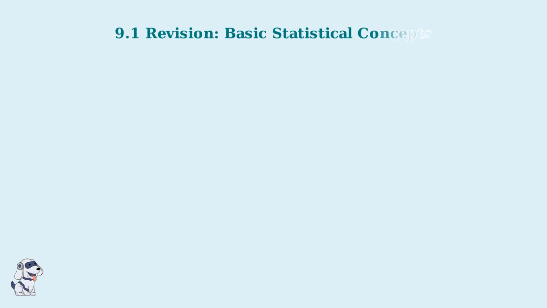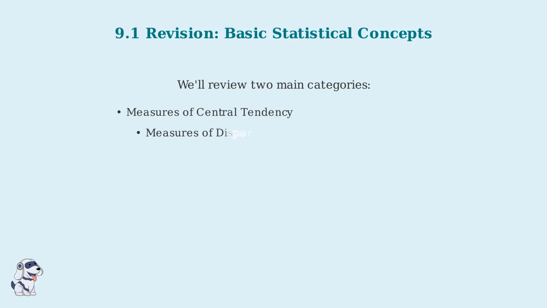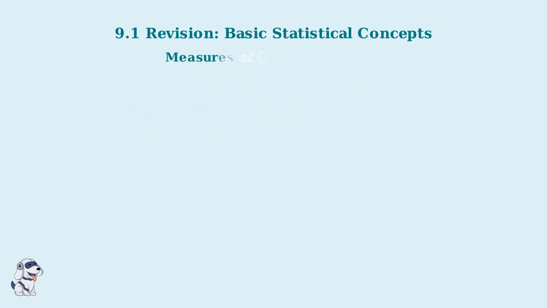Let's start with a quick revision of fundamental statistical concepts that form the foundation of statistical analysis. We'll review measures of central tendency, which tell us about the center of our data, and measures of dispersion, which tell us how spread out our data is. Measures of central tendency help us find the center or typical value of a dataset. Let's use this sample dataset to demonstrate the three main measures.